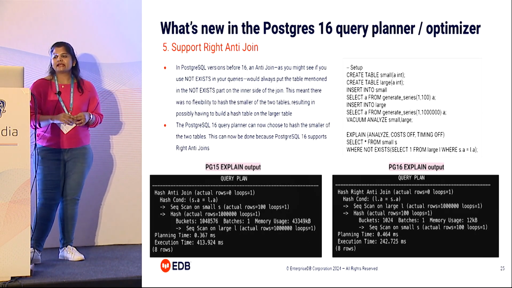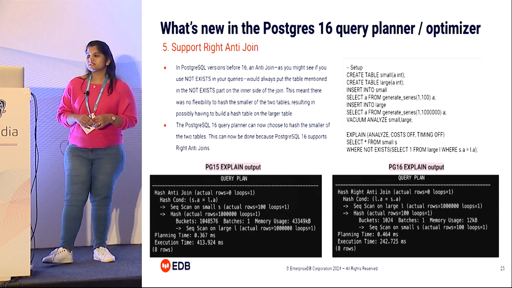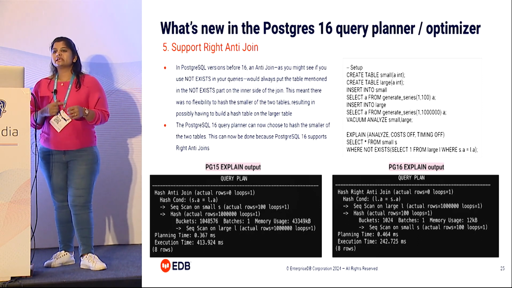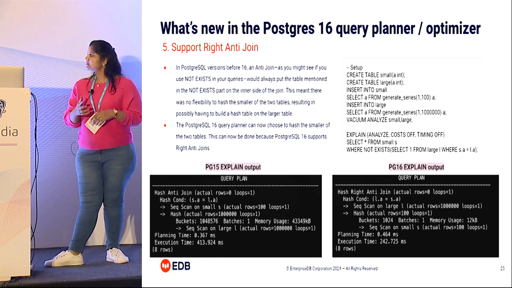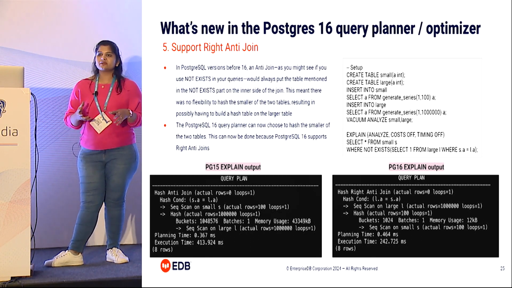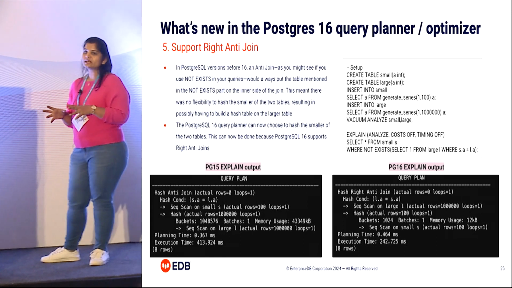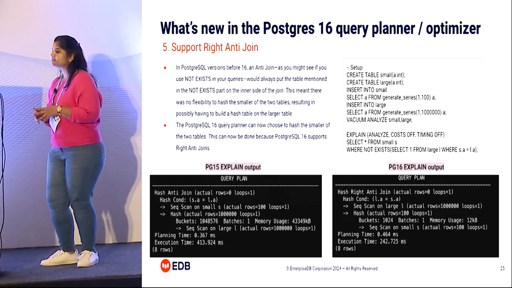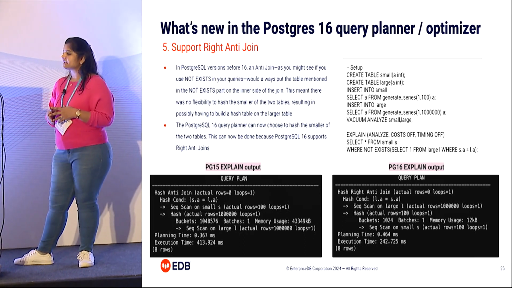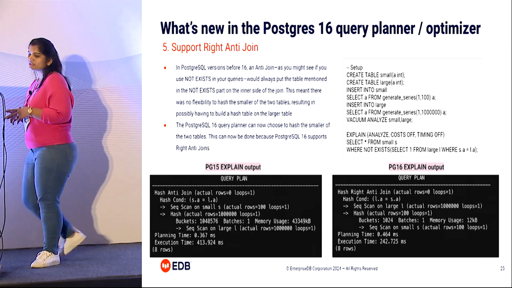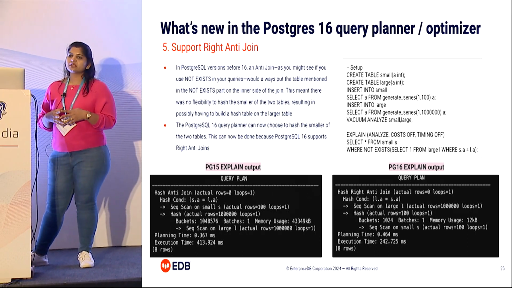Fifth one is support right anti-joins. Earlier in versions, when queries had a not exists part in the query, the table inside the not exists was always considered for generating the hash. So this would sometimes make it consider a larger table for generating the hash. But in Postgres 16, the planner can now choose the smaller table to generate the hash. This is now possible because Postgres 16 supports right anti-joins. So if you see the execution time, it is almost reduced. It is like 2 times faster compared to the earlier version.